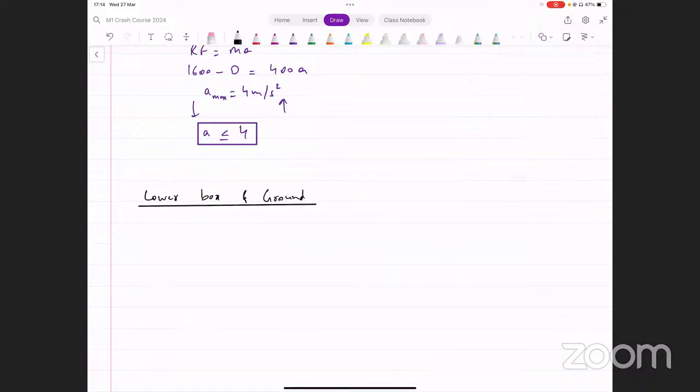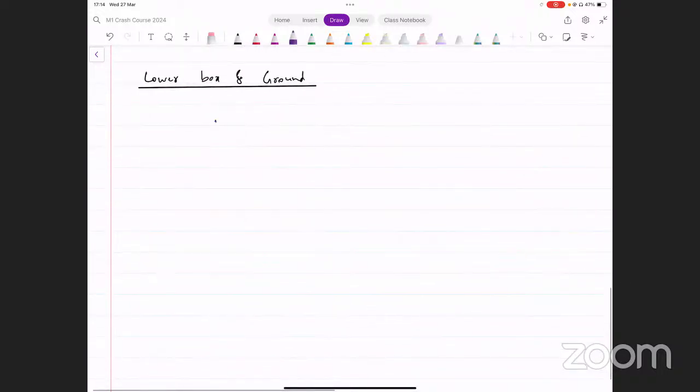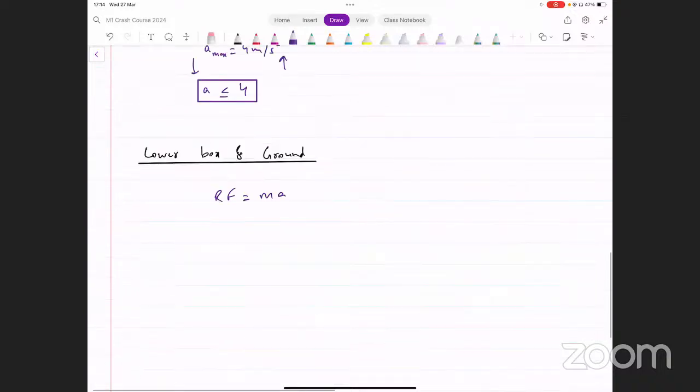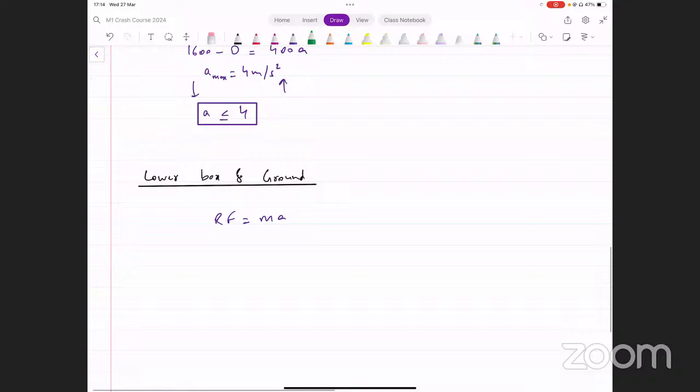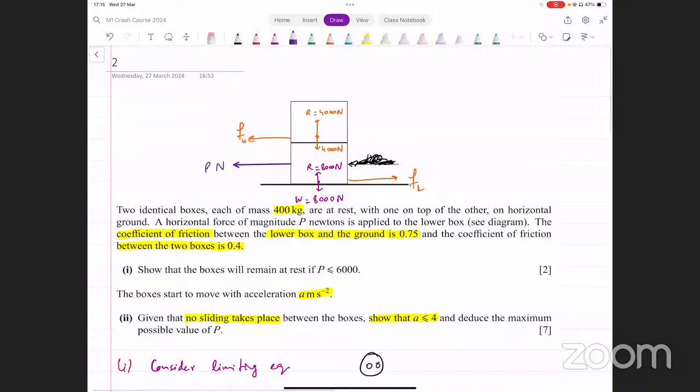For the lower box and ground, if the maximum possible value of acceleration is 4, what is the corresponding maximum possible value of P? Let's figure that out. Now, what's the forward force now? For the lower box, it's P Newton. What's the backward force? This friction.